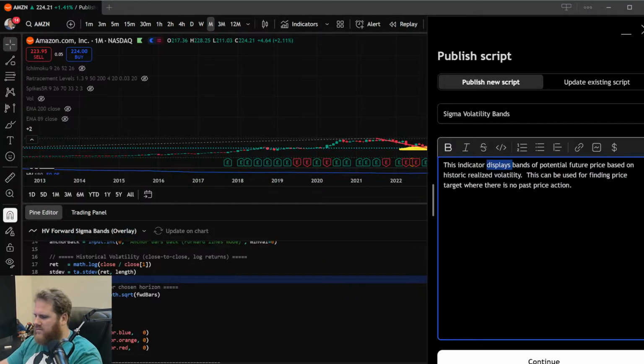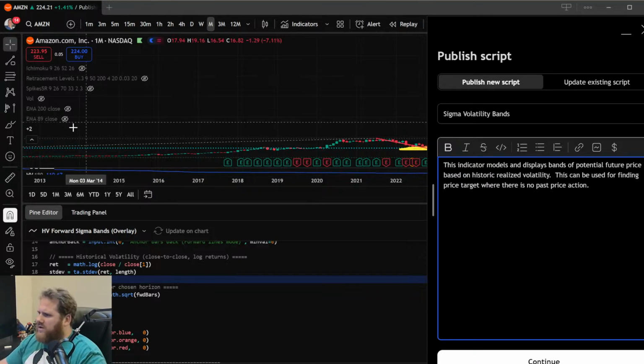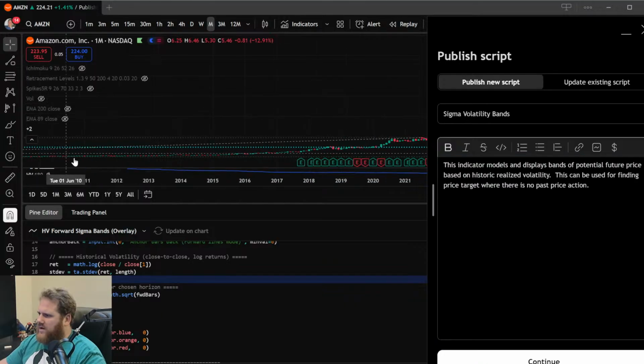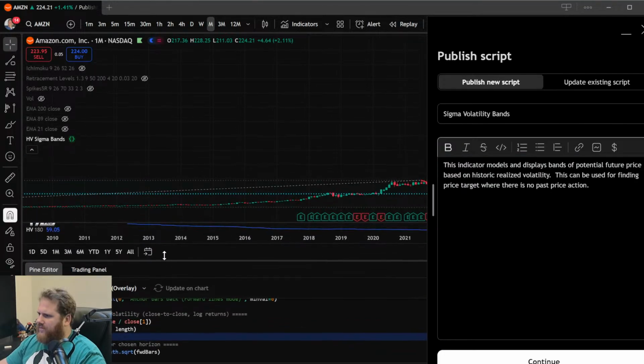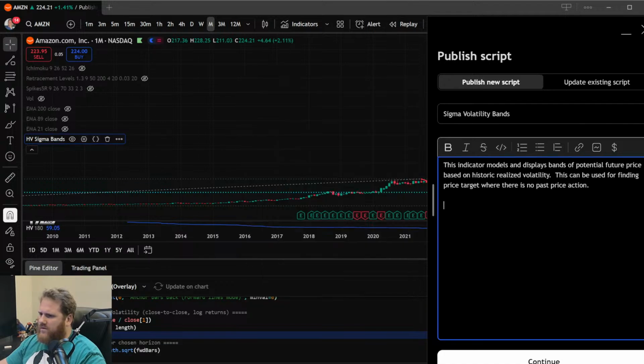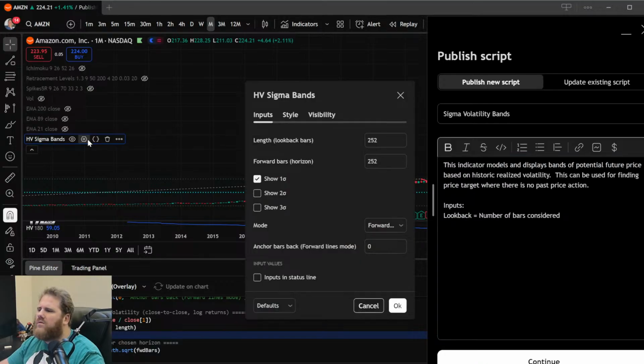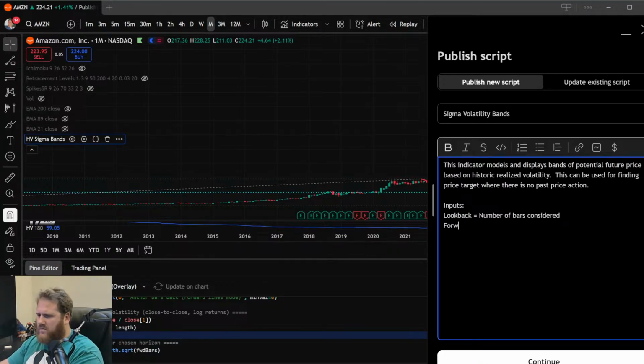So this model, let's see what different modes do we have on this. Oh, come on now. There we go. All right, so inputs: look back, number of bars considered, two forward bars.